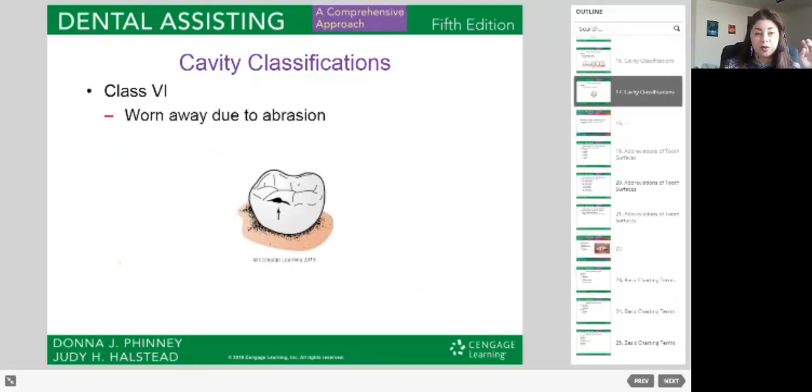Class 6, so 5 plus 1. If the ones are on the right-hand side of the number, then you add it. So this is a class 6. These are worn away due to abrasion or grinding or clenching or just some sort of wear on the tooth. So class 6 is worn away due to abrasion.